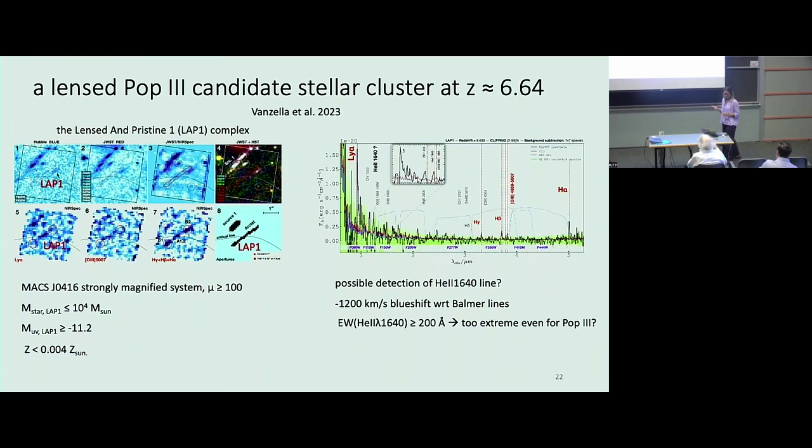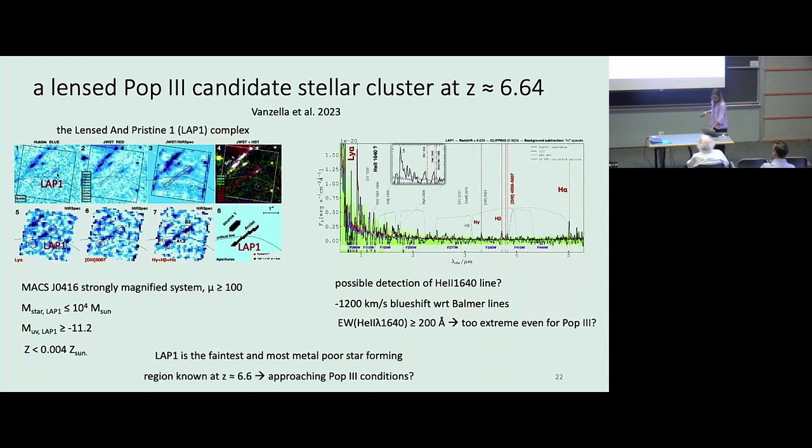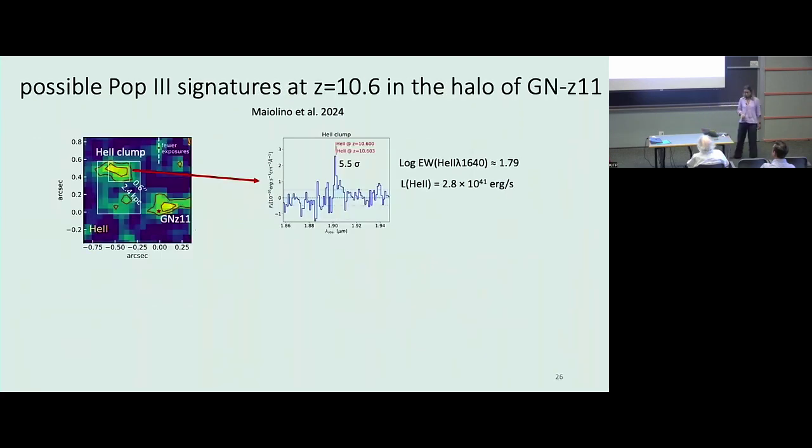One candidate is this beautiful system observed by Eros Vanzella. It's a lensed system, with a very tight upper limit on the metallicity and a huge lower limit on the equivalent width of the helium-II line, so maybe too extreme even for Pop III. Another candidate is GN-z11. We have this helium-II clump displaced from the main source of radiation. This displacement is also predicted, is consistent with this idea that you have a peripheral Pop III region that is still forming Pop III stars.